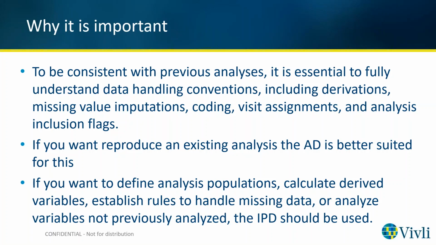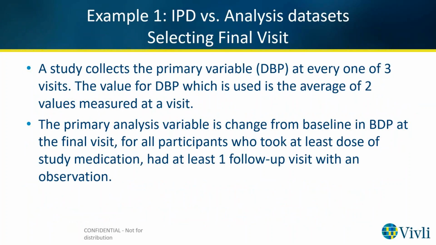If you want to reproduce an existing analysis, using the analysis data set is best suited for that purpose. On the other hand, if you want to define perhaps a new analysis data set, or even if you want to go through the process yourself to make sure you can reproduce at a more basic level an analysis that's completed, if you want to calculate derived variables, perhaps use different missing data algorithms and handling methods, then you should really start with the IPD. And in particular, if you want to analyze data that's not previously reported, you should start with the individual patient data so that you can actually get your hands on that data.